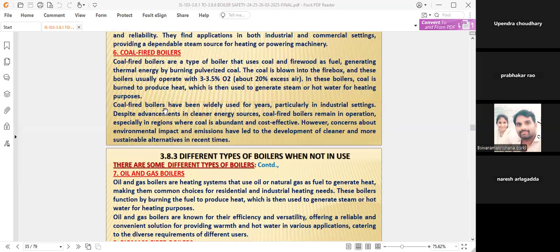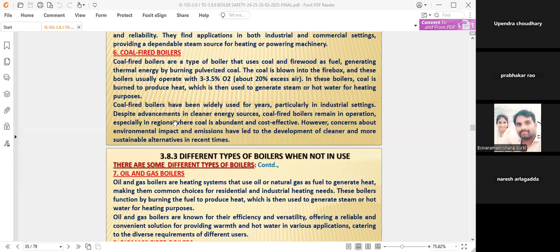Coal-fired boilers have been widely used for years, particularly in industrial settings. Despite advancements in cleaner energy sources, coal-fired boilers remain in operation, especially in regions where coal is abundant and cost-effective. However, concerns about the environmental impact and emissions have led to the development of cleaner and more sustainable alternatives in recent times. Because one other way we have to think is that coal-fired boilers are using coal as a fuel.